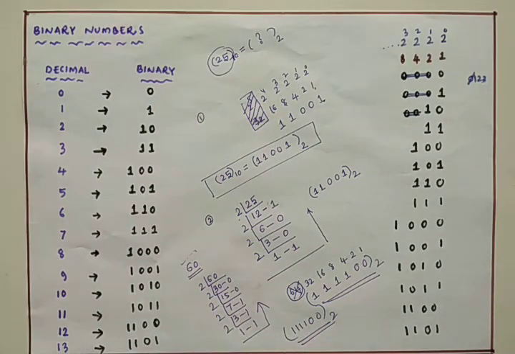The binary number system is one in which we can have only two digits, 0 and 1. The base or radix of that number system is 2. Digital electronics completely deals with binary numbers only, so this is the basic introduction to the binary number system.